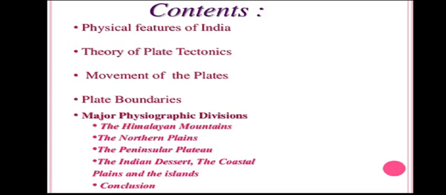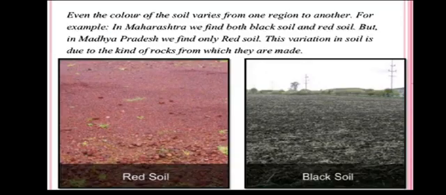Now, we find different types of rocks. Some are very hard like marble, which has been used for making the Taj Mahal, and some are very soft like soapstone, which is used in making talcum powder. The color of soil varies from one place to another because soil is formed out of different types of rocks.